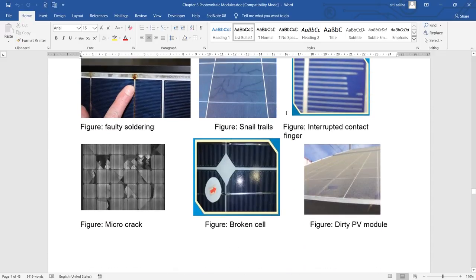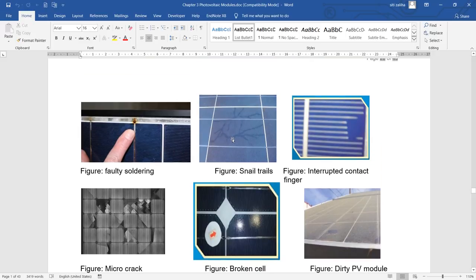Let's see this picture. These are snail trails on the PV module surface. Snail trails are decoloration of the panels, which usually builds up over a couple of years of power production in the field. Moisture from the installation surroundings can enter through the back sheet and diffuse to the cell surface.